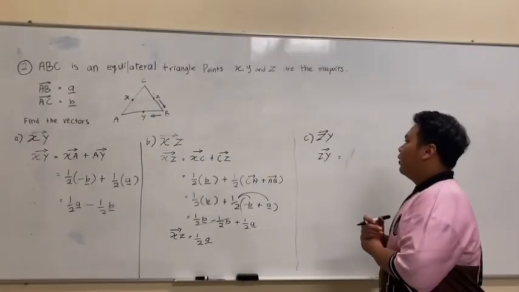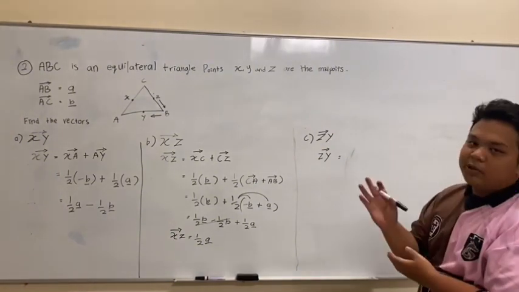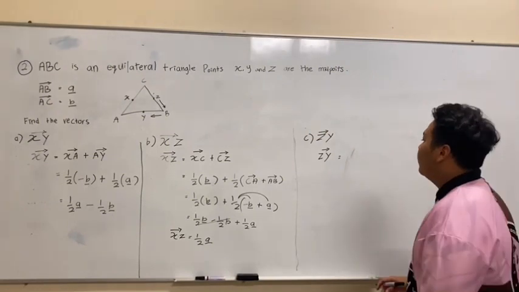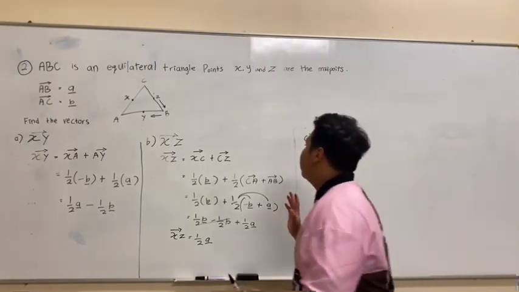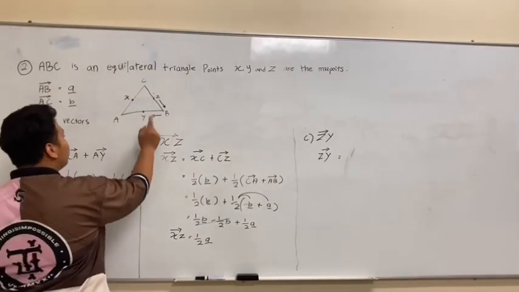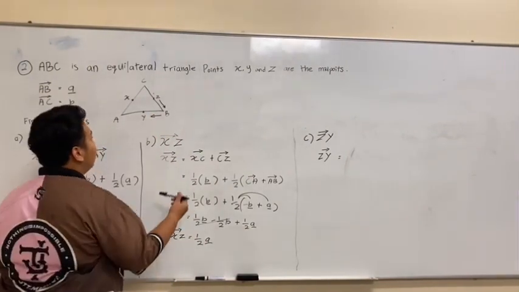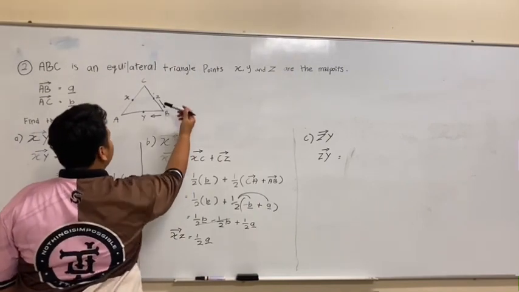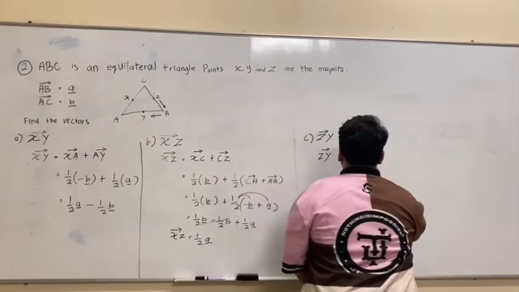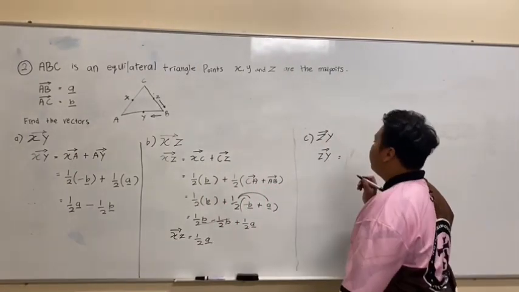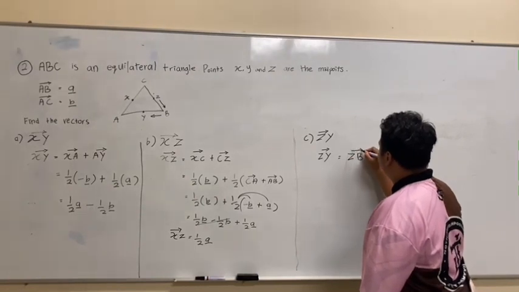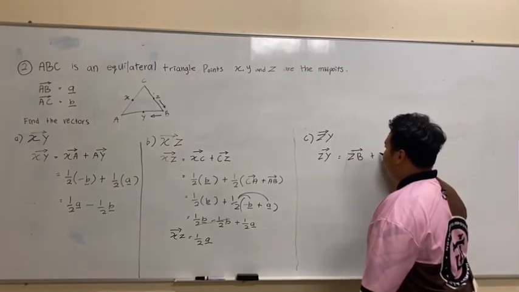For the last question, question 2, we have to find vector ZY. How are we going to get vector ZY? We use the shortest way from point Z to point Y. So from Z we go to B, and from B we go to Y. So vector ZY equals ZB plus BY.